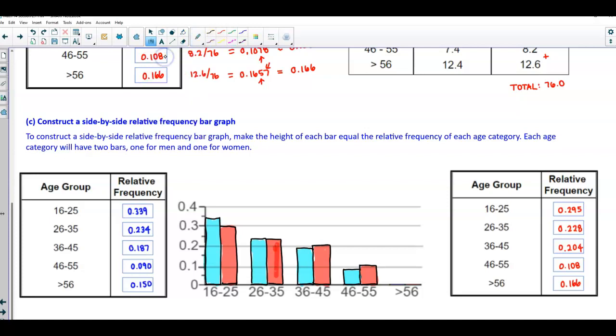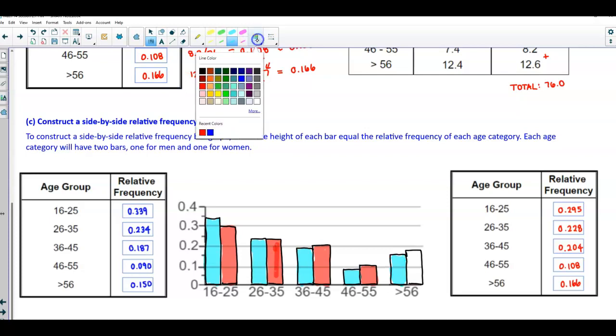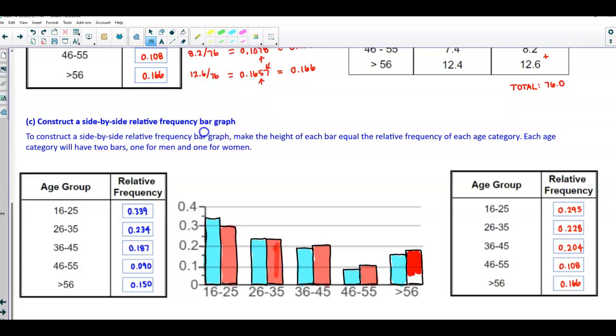Okay, and then our last one, we have greater than 56, and for the males it's 0.15. So it's right up here in the middle. And for the female, 0.166, which is about 0.17. So we're going to go up just a little bit more for the female. Let's fill that in, and then do the other one there. So there is our side-by-side graph.